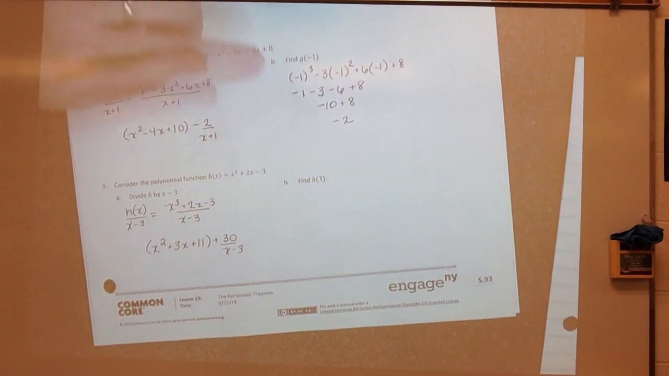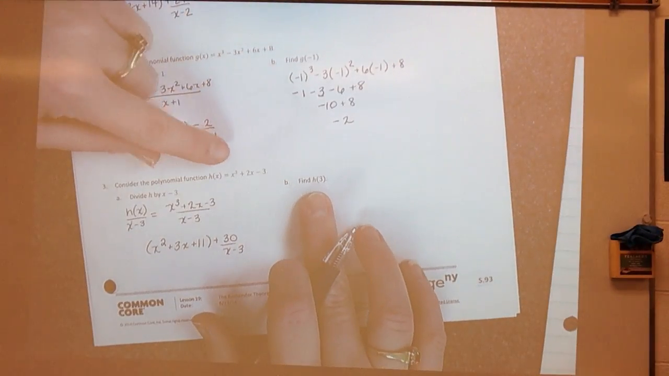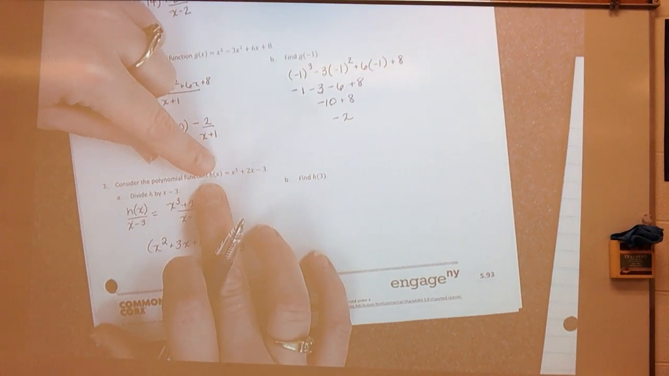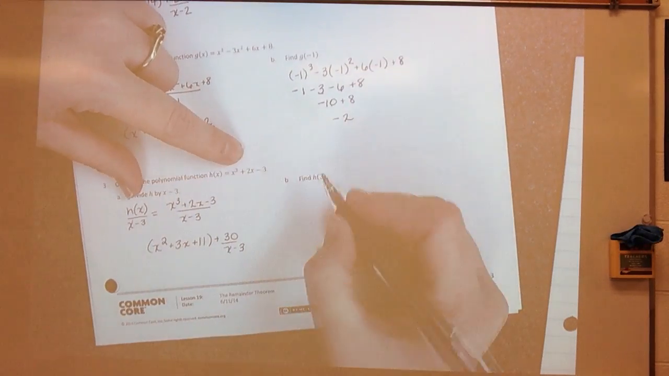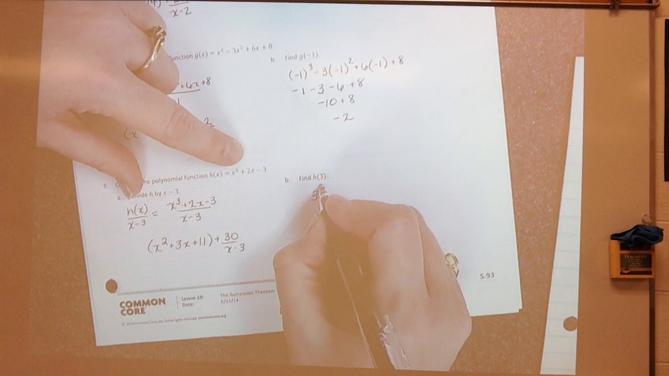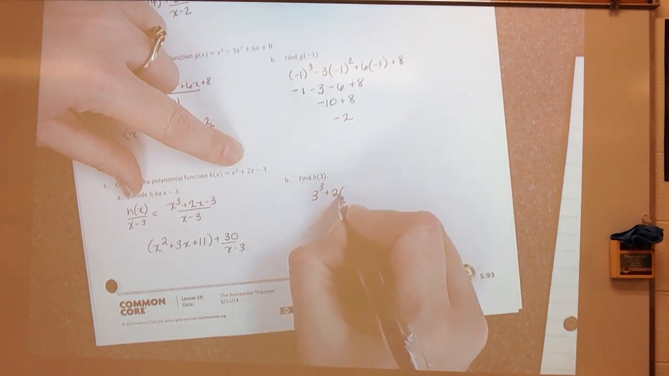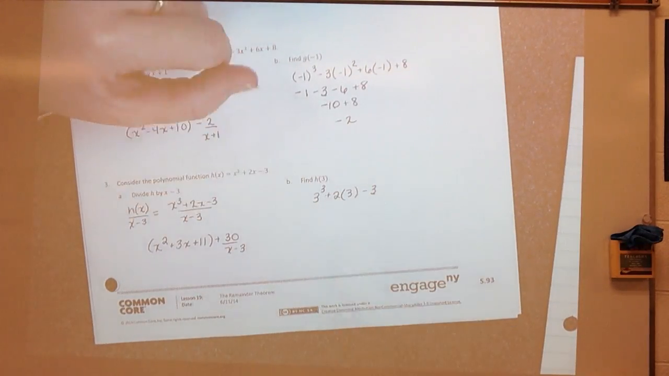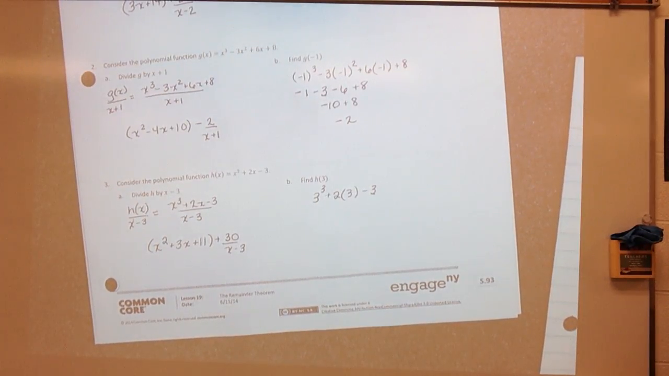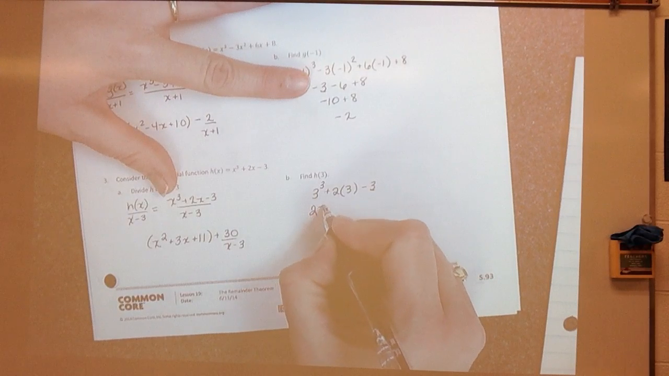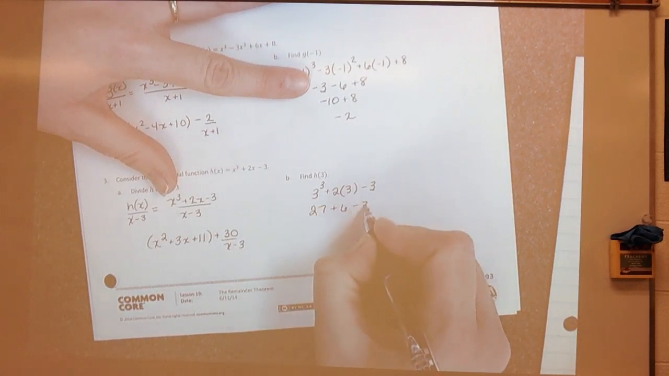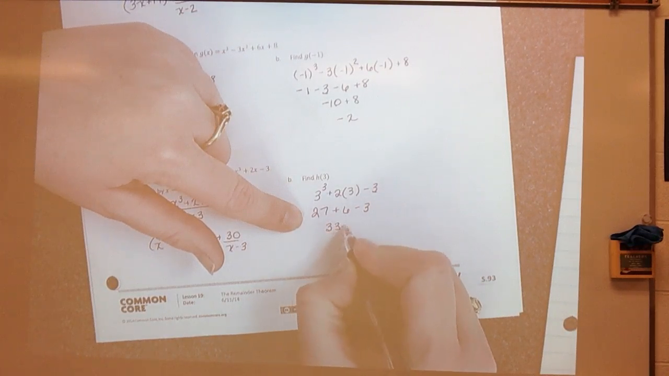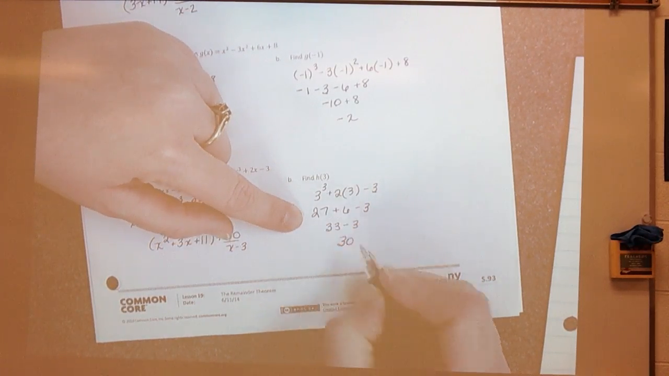Alright, now it says find h of 3. So I'm going to plug 3 back in for whatever letter h has attached, and that's the x. So I get 3 cubed plus 2 times 3 minus 3. So 3 cubed, 3 times 3 is 9 times 3 is 27, plus 6 minus 3. 27 plus 6 is 33, minus 3 gives me 30.